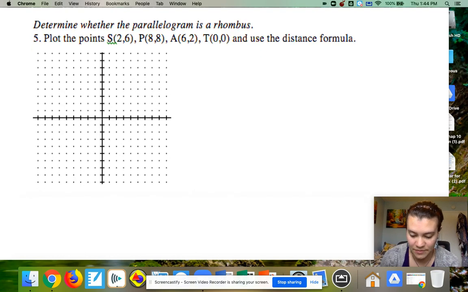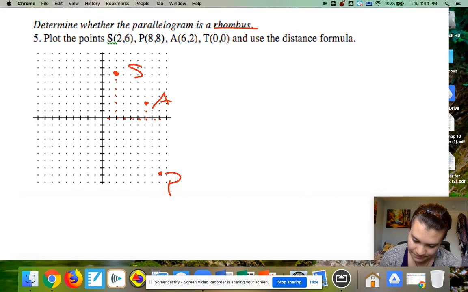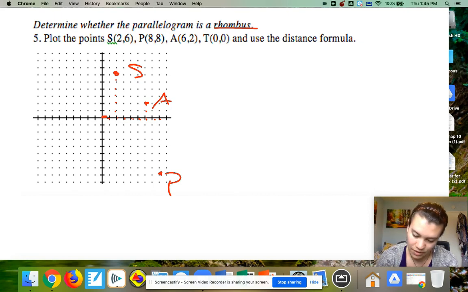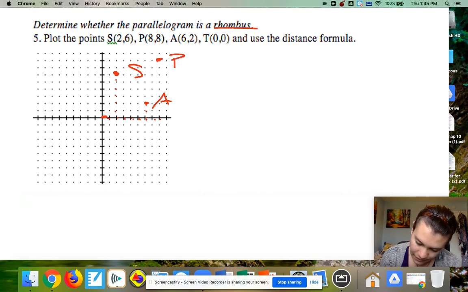Okay, so deciding something is a rhombus, we need all four sides to be equal. So graph 2, 1, 2, 3, 4, 5, 6 is S, and then 8, 8, 2, 3, 4, 5, 6, 7, 8 is P. 1, 2, 3, 4, 5, 6, 1, 2 is A, and then T is 0, 0. I graphed something wrong here. Oh, this P should be positive 8, positive 8. I did negative 8, negative 8. And we get something like this.